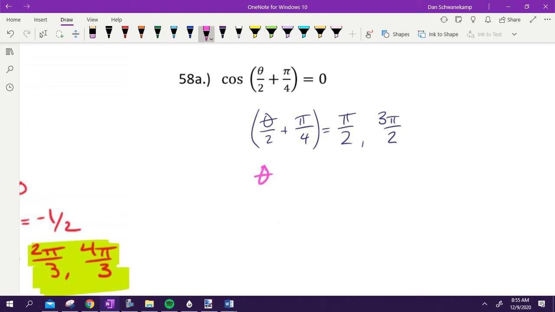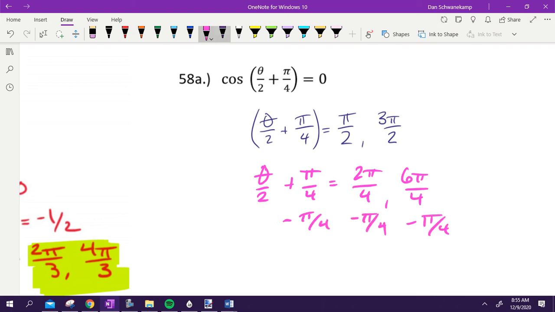I always like to rewrite it with common denominators. That way my brain doesn't hurt as much. So this is 2 pi over 4. This is 6 pi over 4. But I'm subtracting pi over 4 from each of these answers. So then I get theta over 2 is equal to pi over 4 and 5 pi over 4. When I added or subtracted, are both angles still on the unit circle from 0 to 2 pi? They are so far, so we're good.